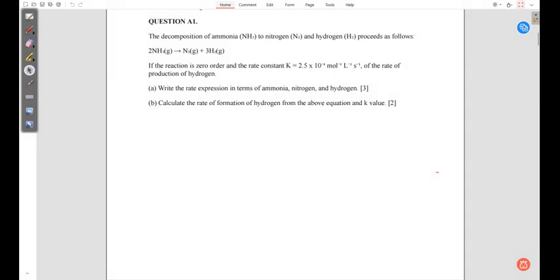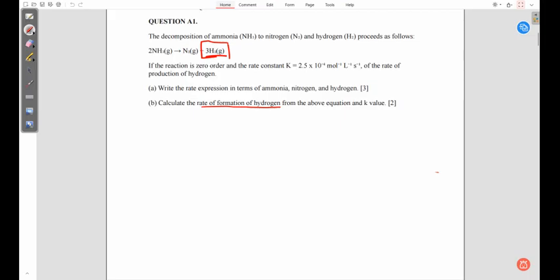Now for B, we are asked to calculate the rate of formation of hydrogen from the above equation and also give the K value. So how do we basically go about that? There are a few things that we have to note here. We're trying to determine the rate of formation of hydrogen. At what rate is hydrogen forming? And then from there we also have to determine the K value.